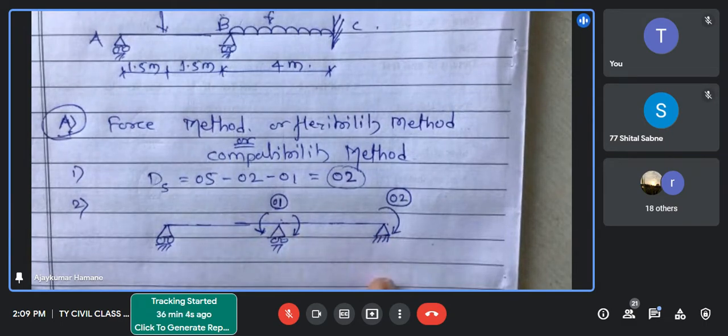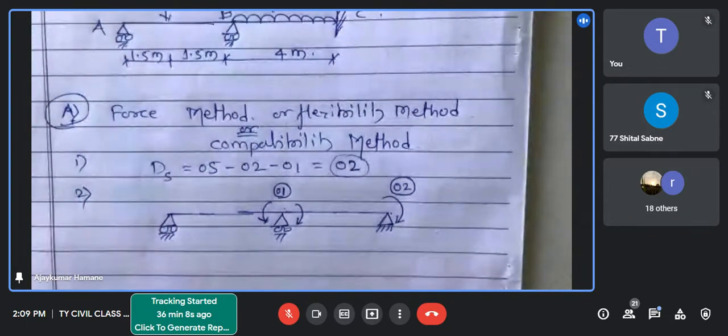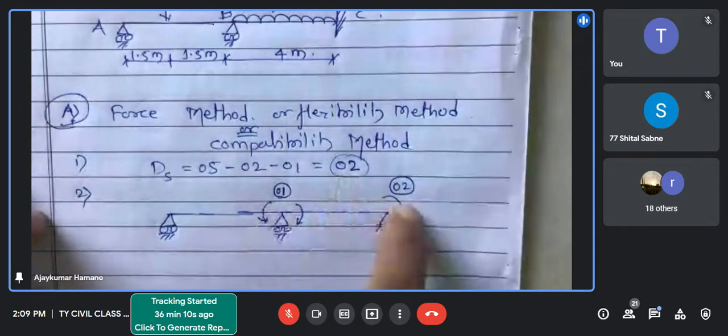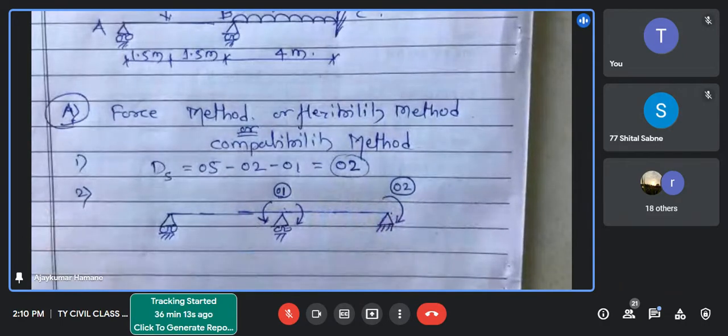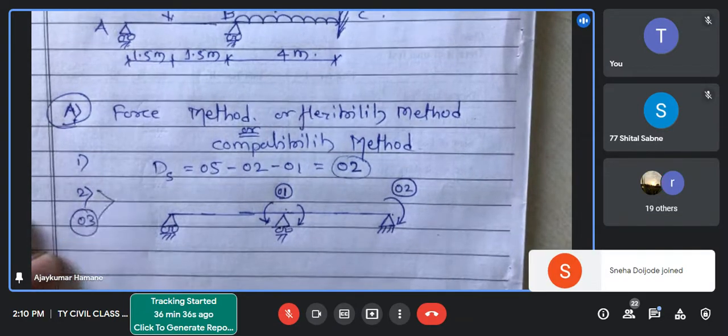Now what is this frame? Released structure. I have released the two moments, and now it becomes the released structure. Remove all the redundants to obtain the released structure. So we have obtained the released structure. Okay, students, now you got it? So steps 2 and 3 we have done here.